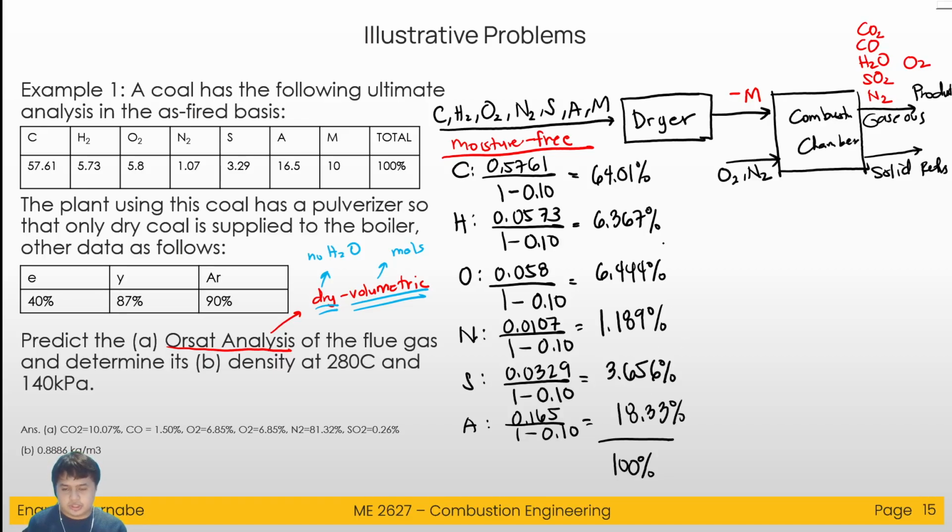Okay, so that's it. You can verify if this is 100%, as long as you check. After doing this, we can now find the air fuel ratio. To find the theoretical air fuel ratio, what is the formula? You have 11.5 C. C here is 64, no? So 0.6401 plus the H.